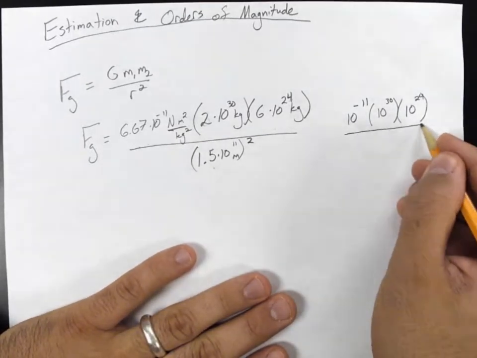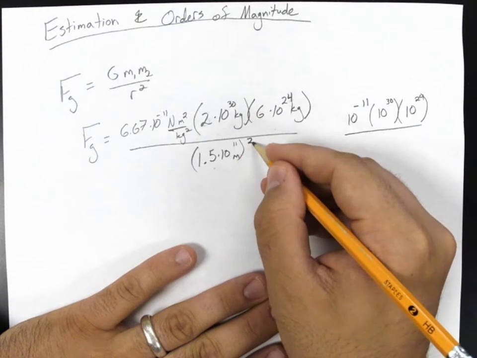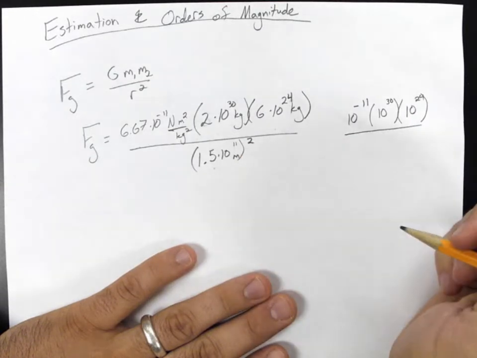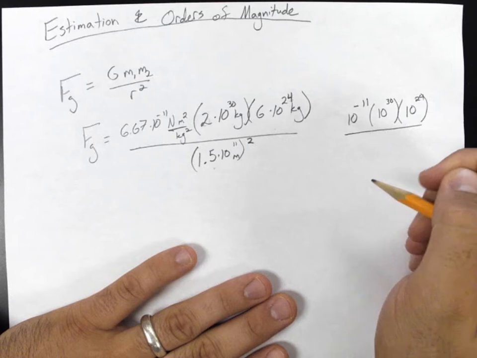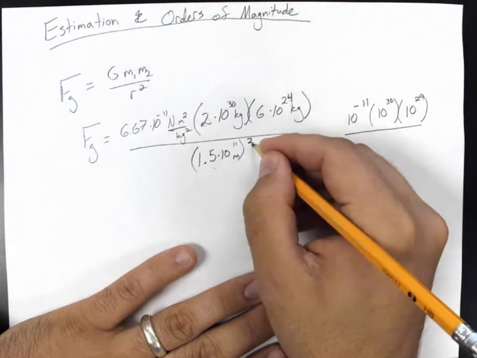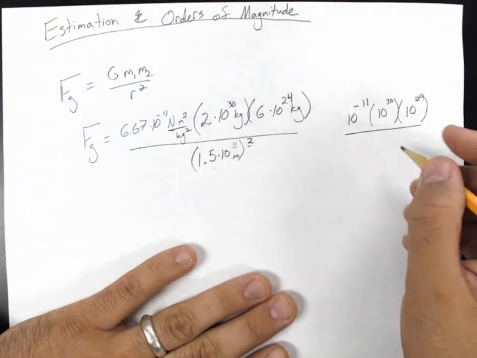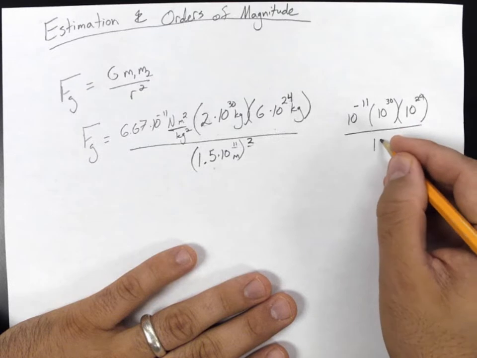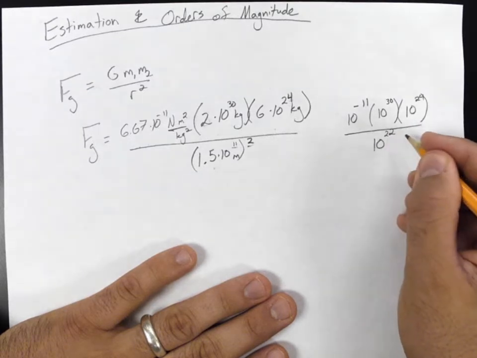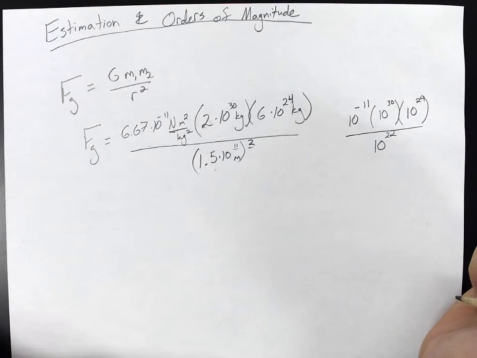Let's look at the bottom. We've got 10 to the 11 squared. If you remember how squares work with those exponents, all you have to do is multiply the exponent by what's on the inside. So that means we have something times 10 to the 22, at the very least, inside there.